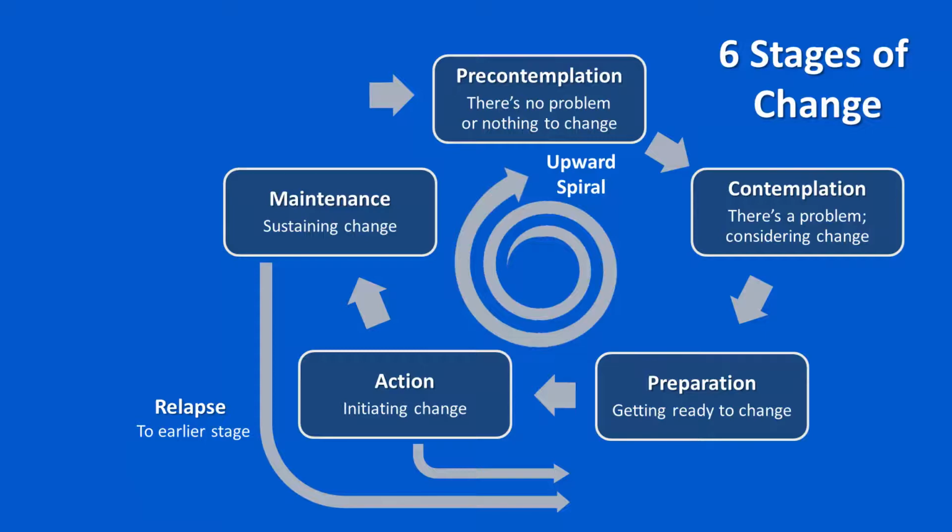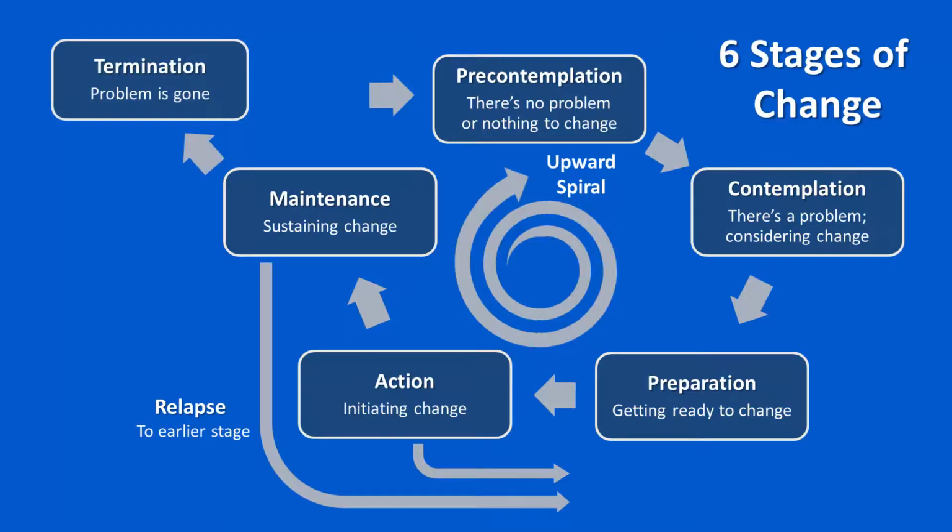And often maintenance is the final stage of change, and we carry on in the maintenance stage indefinitely. But sometimes we can even move on from maintenance into termination, which is a stage at which relapse is no longer a possibility. If we used to be a smoker, it's now like we never developed a habit in the first place. So in the termination stage, it's as if the old problem never existed, and so there's no chance of it ever coming back.